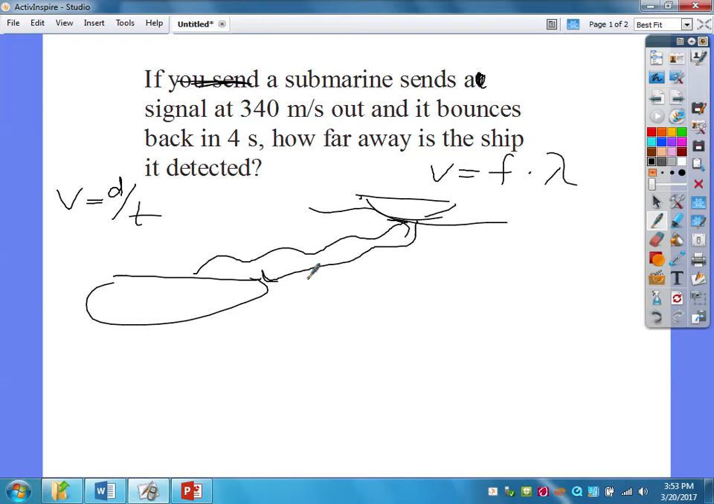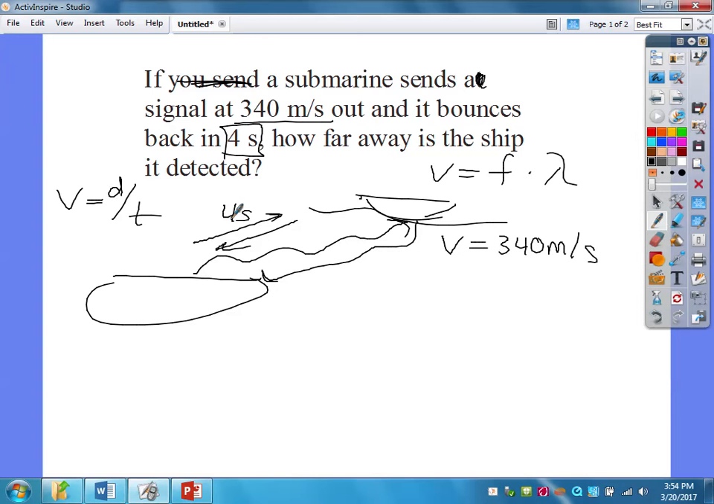What's the distance? Well, what we've got to watch out for is, what are we given? We're given that the signal is going to go 340 meters per second. So velocity is 340 meters per second. And we're given a time, 4 seconds. Well, what is this 4 seconds? That's the time for the signal to go out and back. So the whole trip there and back takes 4 seconds.